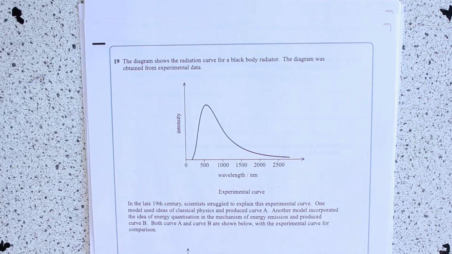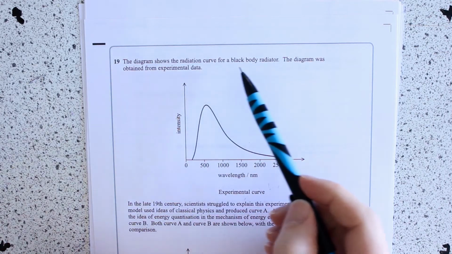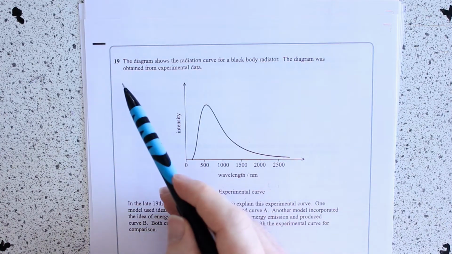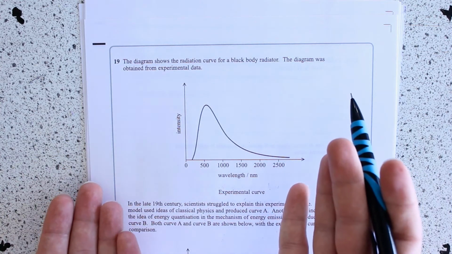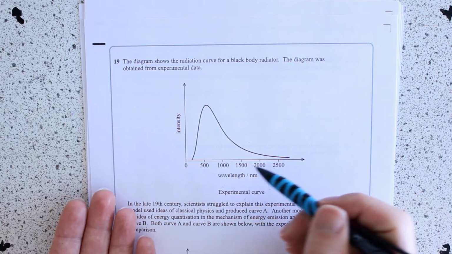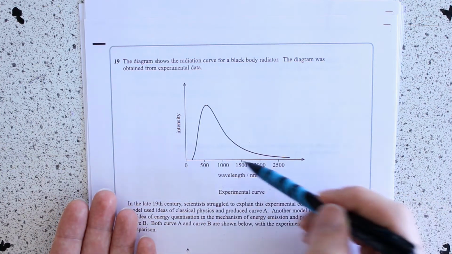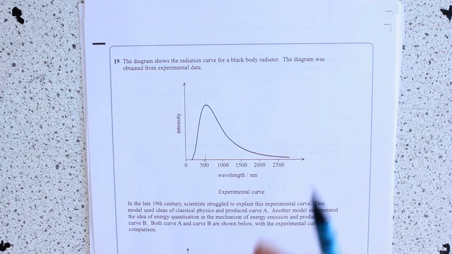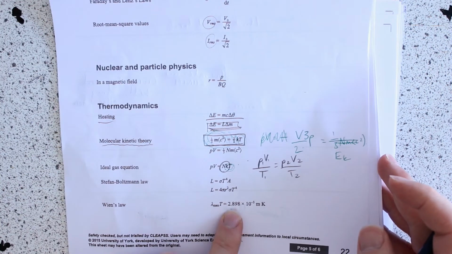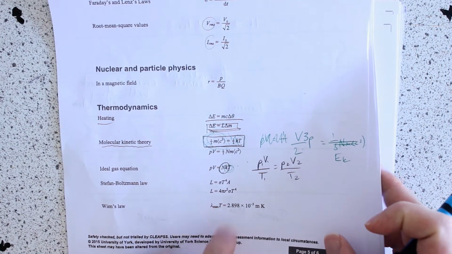So the diagram shows a radiation curve for a black body radiator. The diagram was obtained from experimental data. So this is how they actually are in real life, if you like. Increasing frequency, intensity. There's a kind of peak. There's a kind of peak wavelength. And this is Wien's law, basically. It allows you to calculate that peak wavelength using that constant.